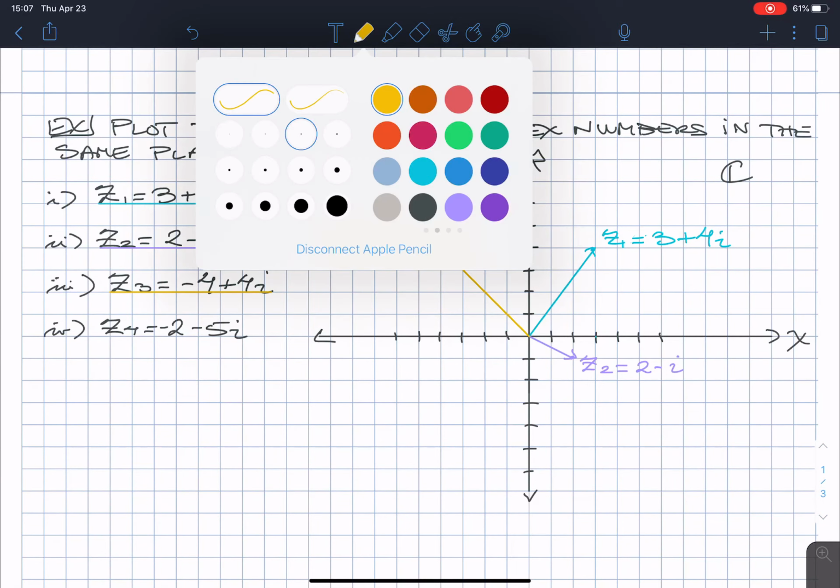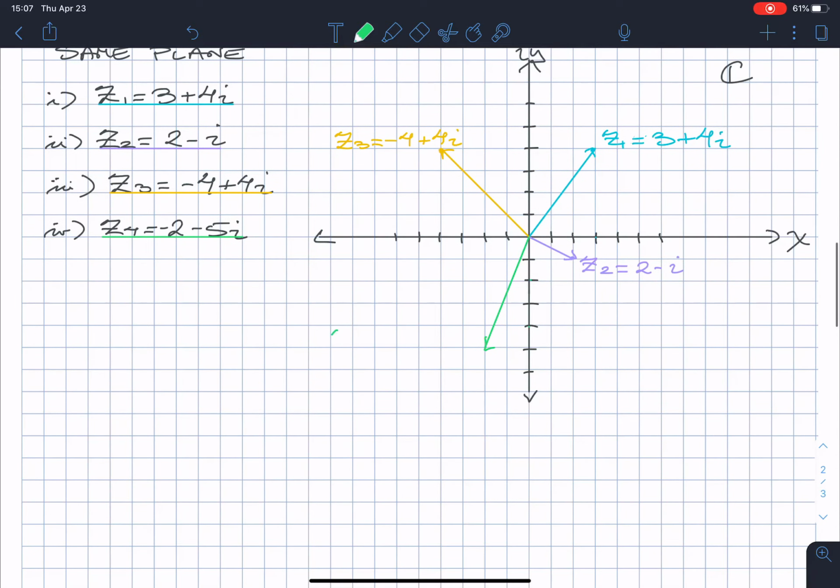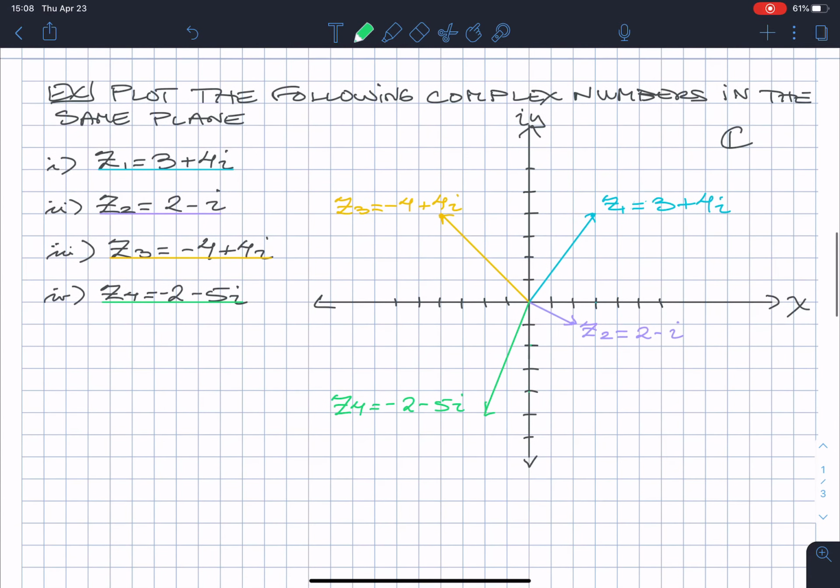And then z sub 4, left 2 down 5. So we have that z sub 4 is negative 2 minus 5i. Okay, so this is how we plot vectors in the complex plane.